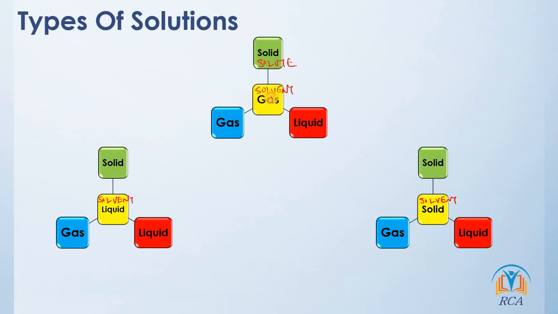It's a pretty simple example. We can have dust in air, dust particles in air, for example, where air is in a very large quantity and dust particles are quite minute over there, right? So dust in air becomes an example of solid in gas solution.